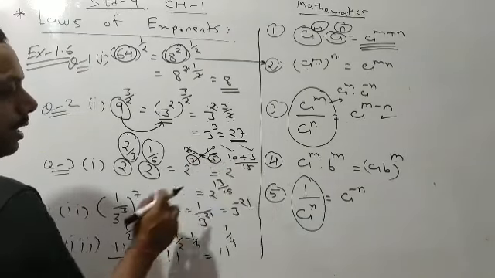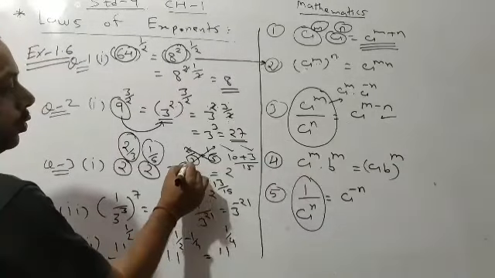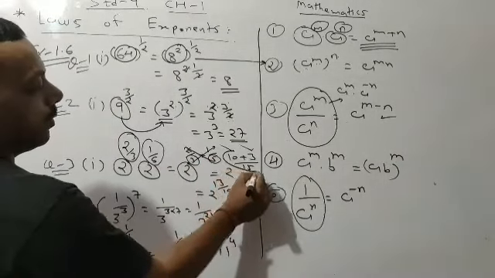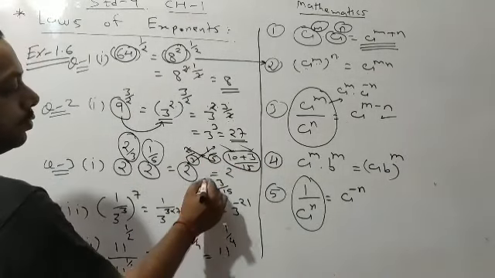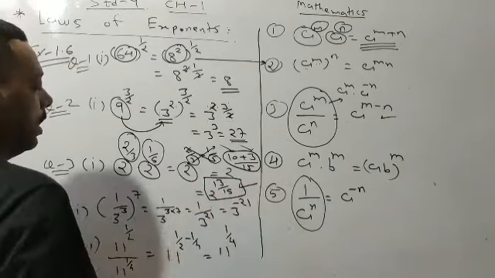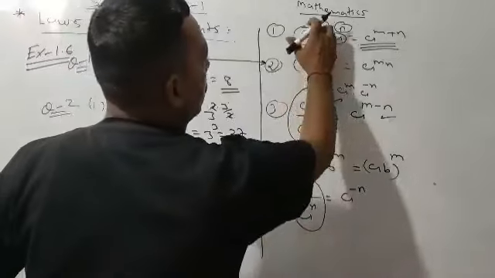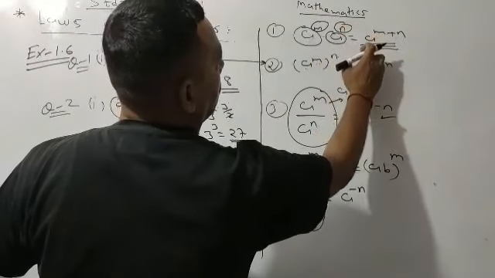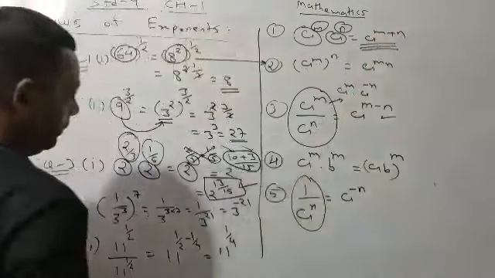So the final answer is 2 raised to 10 plus 3 by 15, that is 2 raised to 13 by 15. This is my final answer. Here we use a raised to m times a raised to n is a raised to m plus n.